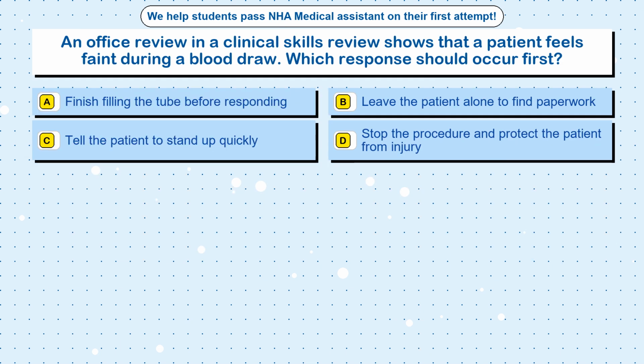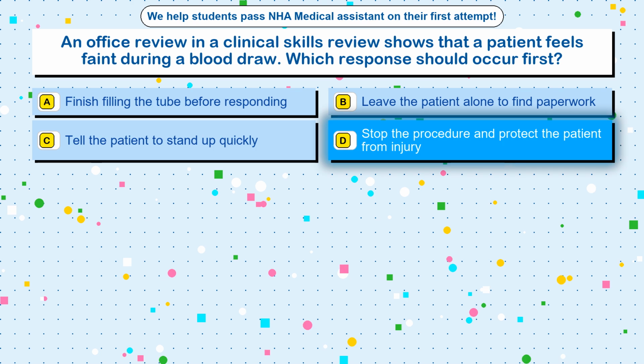Question 96. An office review in a clinical skills review shows that a patient feels faint during a blood draw. Which response should occur first? Option A. Finish filling the tube before responding. Option B. Leave the patient alone to find paperwork. Option C. Tell the patient to stand up quickly. Option D. Stop the procedure and protect the patient from injury.